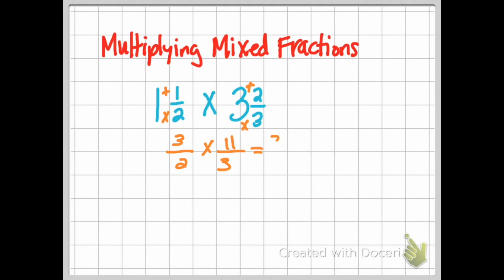3 times 11 is 33. 2 times 3 is 6. This is an improper fraction, so we want to make sure we divide 33 by 6. And when you divide 33 by 6, you get 5 3/6. For those of you who have been practicing your simplest form, 3 is half of 6, so the simplest form is also 5 1/2.